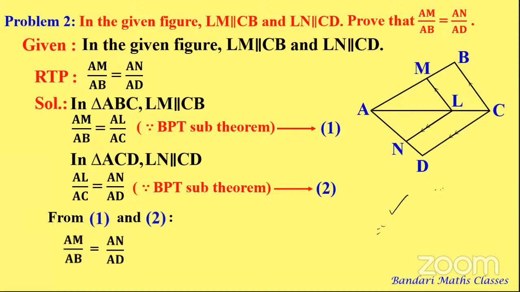This is the solution by using the sub-theorem directly. No need to add one. I already explained the addition of 1 after the basic proportionality theorem. I explained it very clearly, and 2 or 3 statements we proved there. That statement we used here directly, with no need to add 1 like the previous solution. Same question, second method this is.